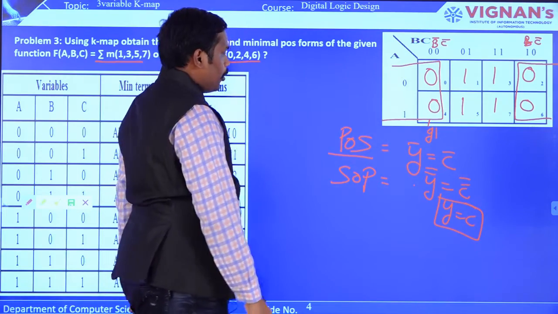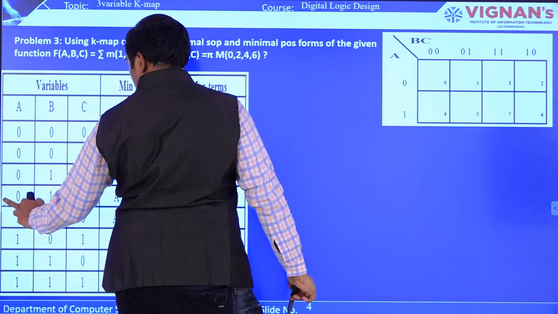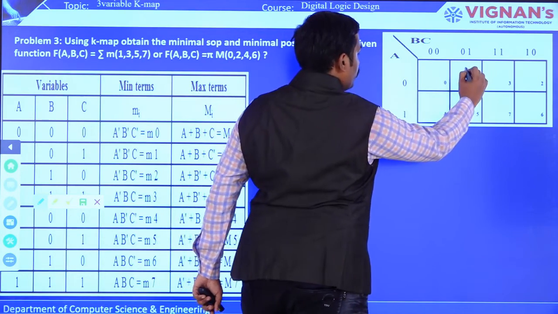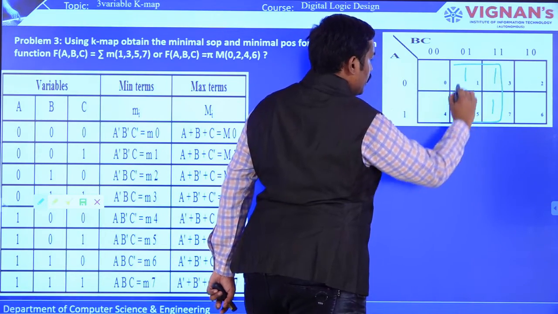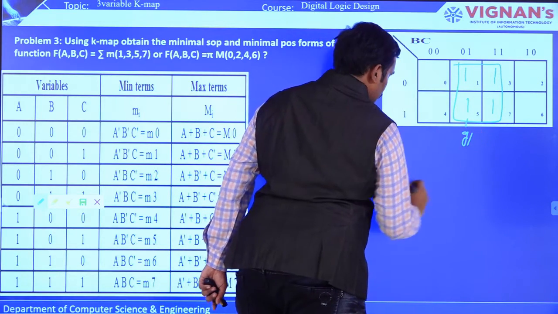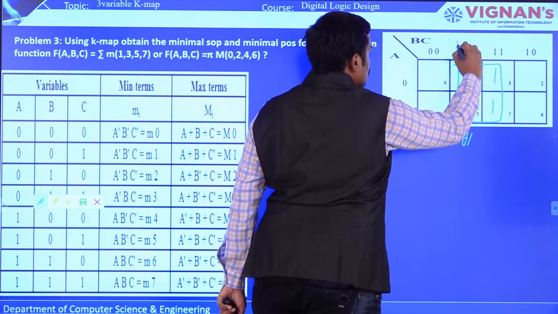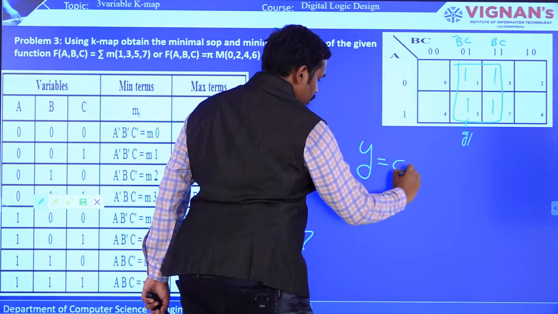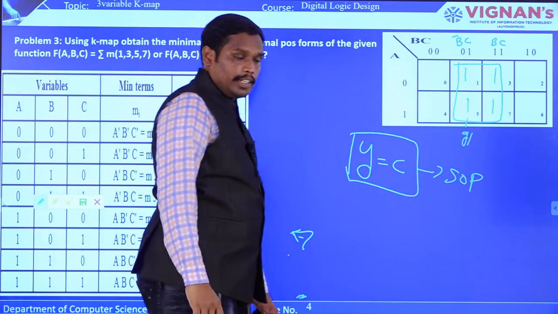And then for SOP, you are going to check the ones, and even for ones, you can pair them as a quad. So here I think you people have seen already 1, 1, 1, 1. So now this particular thing is a quad of ones, and now you are going to form it as group 1, and then you are writing an expression y is equal to, this particular quad is having B bar C, B C, where C is a common variable. So y is equal to C is the simplified expression for SOP. Okay, right?